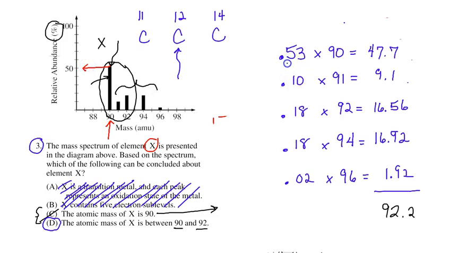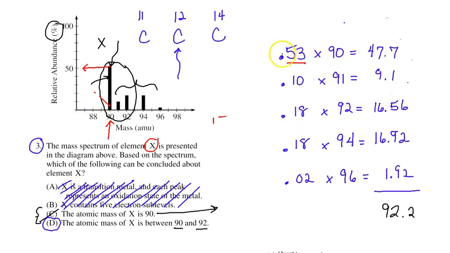Okay, so I guessed at 53% from the mass spectrometer for all the isotopes of element X. Isotope 90, with a mass of 90, is 53%. And then I did 10% for 91, so at 91 I got about 10%, 18% for 92, 18% for 94, and I just guessed 2% for 96. These are all estimate values based on just trying to read the height of these columns here.